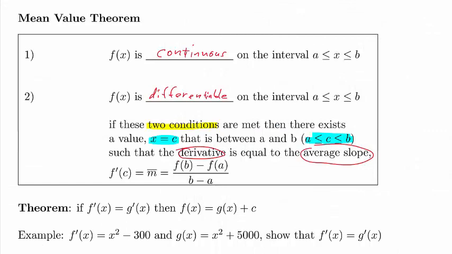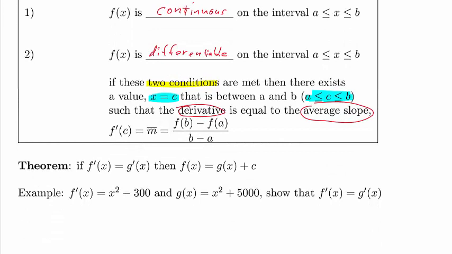Okay, so back to the handout. We have another theorem on our hands, and this theorem states that if f prime equals g prime, then the actual functions over here only differ by a constant. So let's go ahead and verify this with an example.